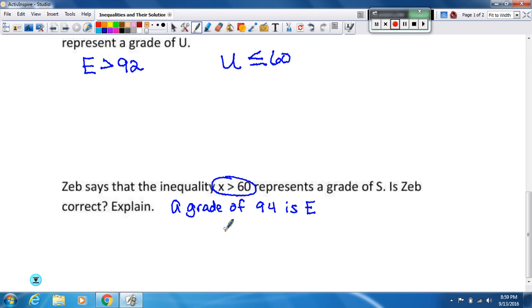A grade of 94 is excellent. But 94 is greater than 60. So this is what he says. He's saying that anything greater than 60 is a satisfactory, but actually 94 is greater than 60, and it's excellent. So that's why that one's wrong.